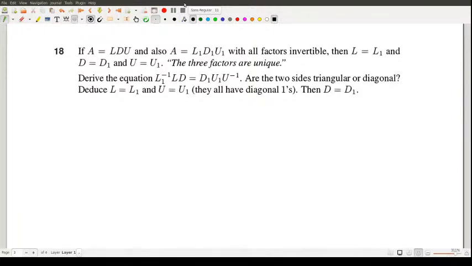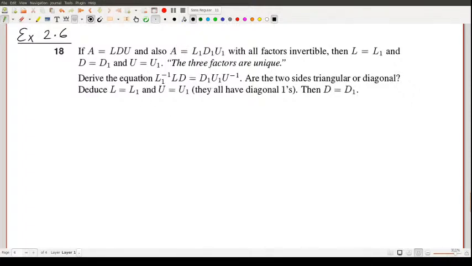This is problem 18 of exercise 2.6. And this is the last problem. I think this was the last problem in the homework, and this is the last problem that I'm going to discuss. So the first part I think we'd already discussed in one of the Google Meet sessions, but I'm just going to derive this equation for you.